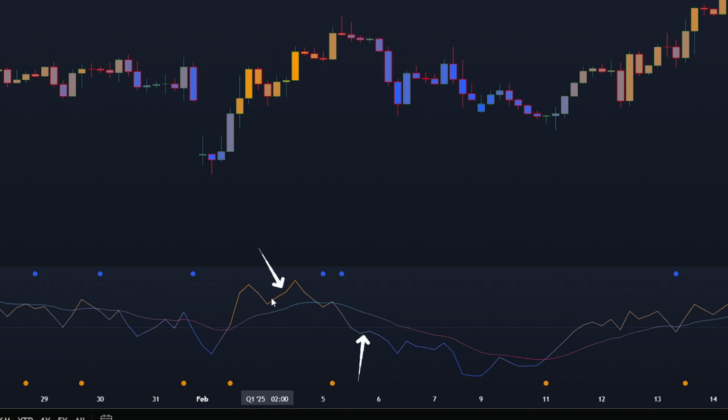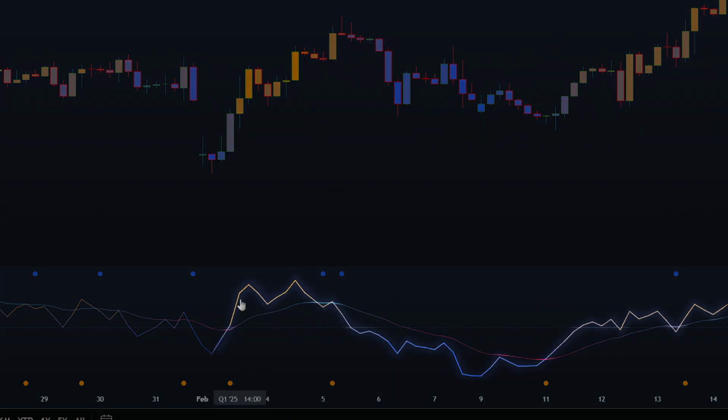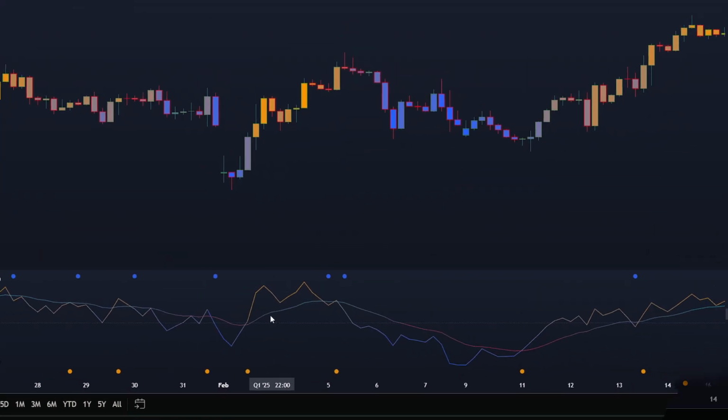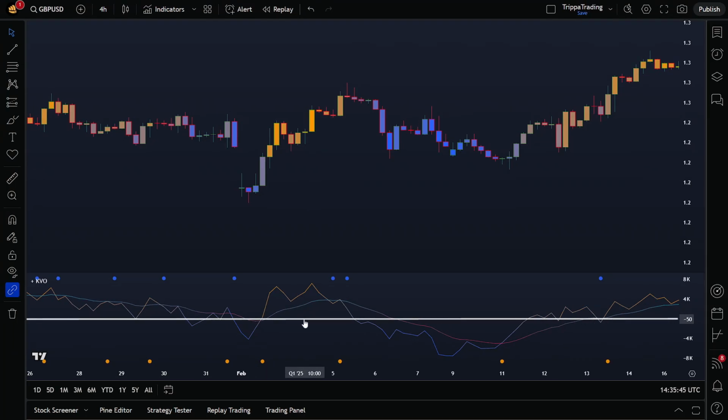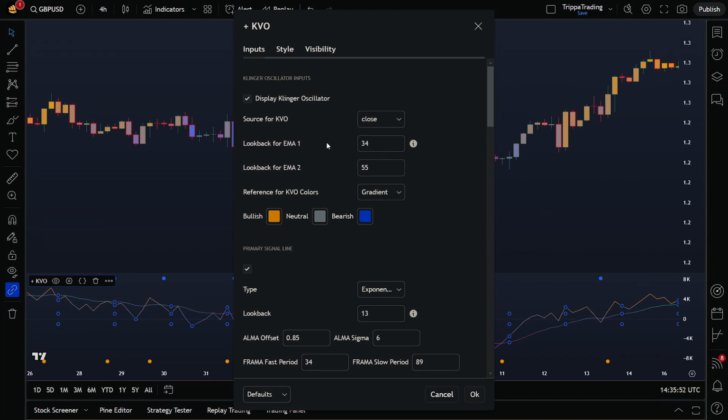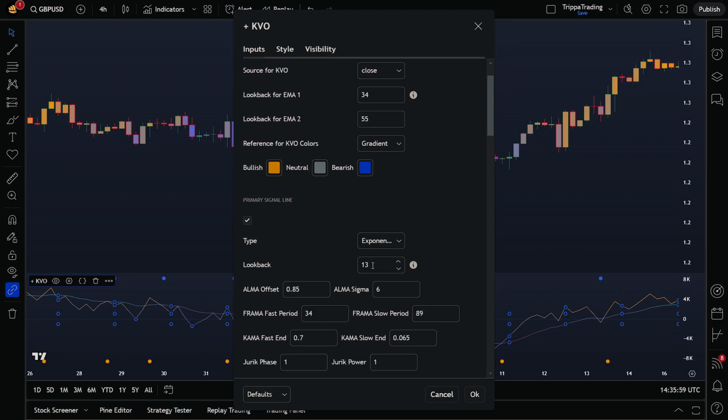The Klinger oscillator consists of 2 lines, the oscillator line and the signal line. The oscillator line constantly changes color between blue and orange, while the signal line is a smooth moving average of the oscillator itself. These lines move above and below the center line, which is set at 0. If we go into the settings, you can access them from here. You'll notice that by default, the oscillator uses 2 exponential moving averages with periods 34 and 55, while the signal line has a look-back period of 13.